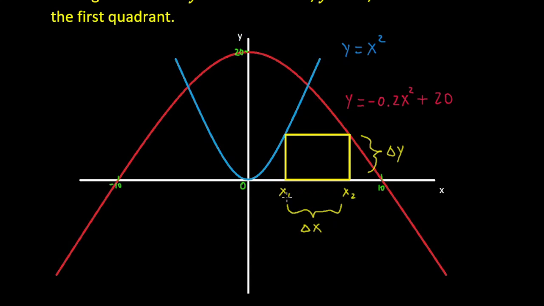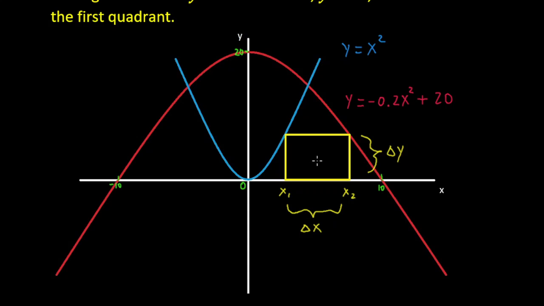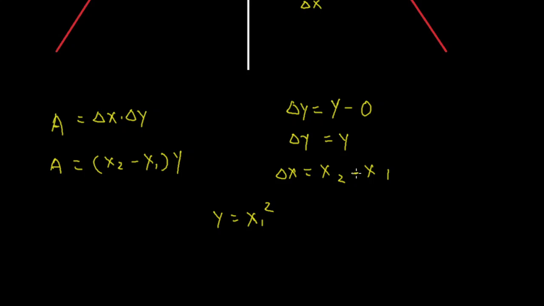Okay, so since the x1 value lies on the blue curve, we will rewrite this function as y equals x subscript 1 squared, right? So let's rewrite it like that. And the second x value lies on the red curve, the second curve here. So this x value is basically x subscript 2, x2, right? So we can rewrite this function as y equals negative 0.2 x subscript 2 squared plus 20.